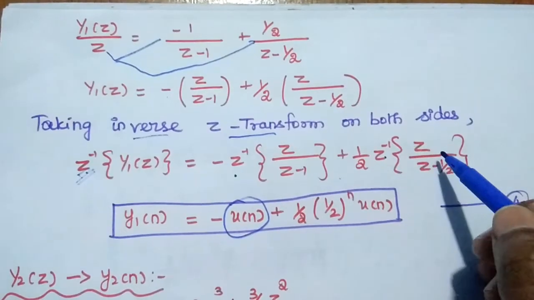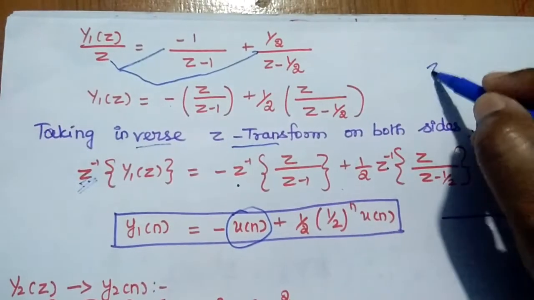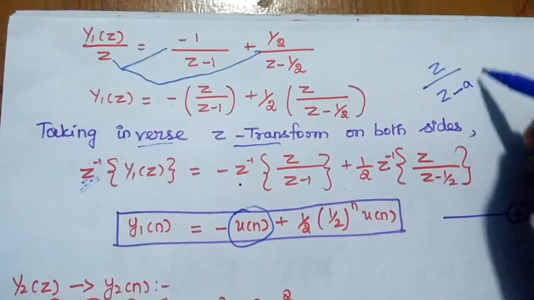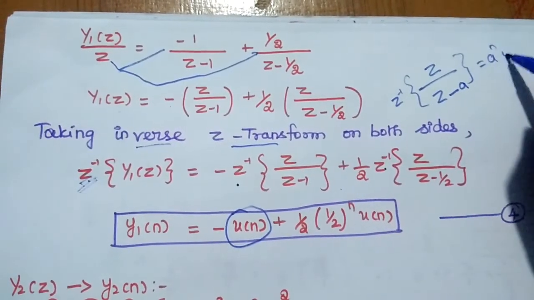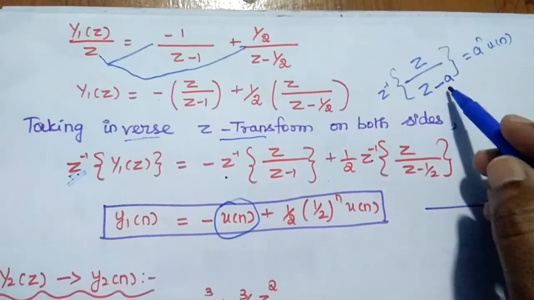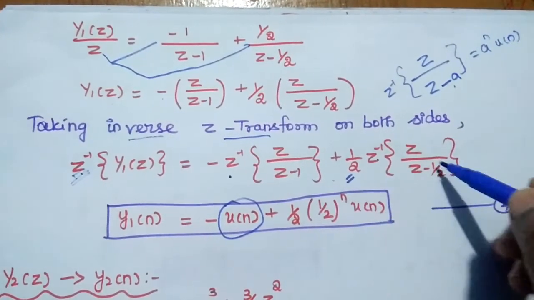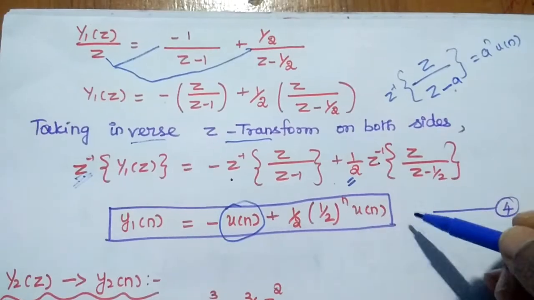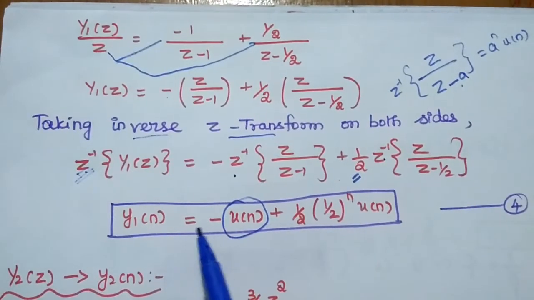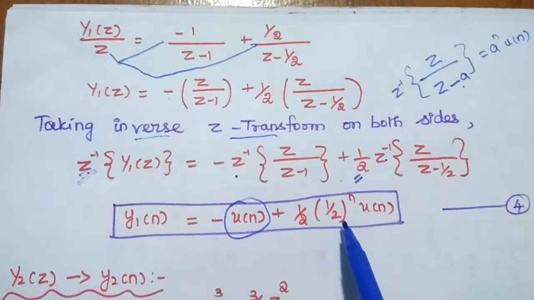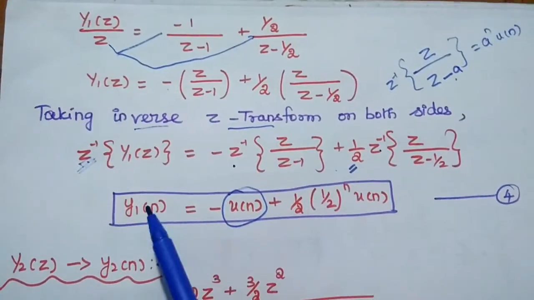Likewise, the inverse Z transform of Z divided by Z minus 1/2 is in the same form, Z divided by Z minus A. If I take the inverse Z transform, that is nothing but A power n into U of n. So here, instead of A, we have 1/2. So 1/2 is already there, and here A is 1/2, so it is (1/2) the whole power n U of n. So this is the fourth equation. So y1 of n is equal to minus U of n plus 1/2 of (1/2) the whole power n U of n. This is the fourth equation, the solution of y1 of z.